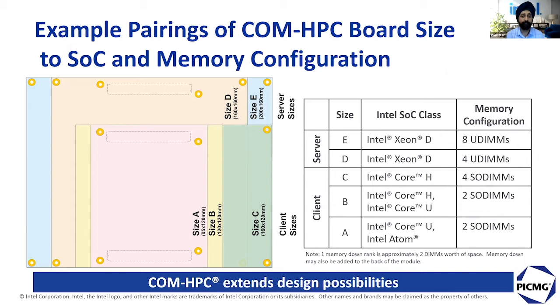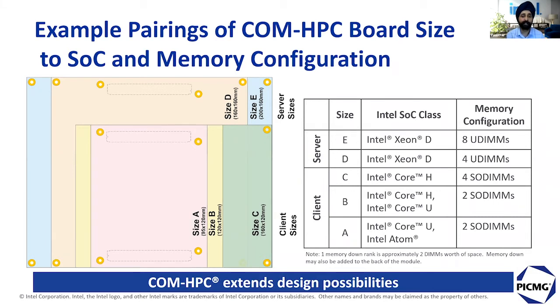COM-HPC size A board is comparable to COM-Express basic size, which can be used to fit an Intel client or a server product. COM-HPC's advantage over COM-Express is that it provides more space for additional components, such as memory, VPUs, FPGAs, other accelerators, with the different board size options available. The largest size D and E options are designed to support standard RDIMM and UDIMM memory configurations that are typical for server CPUs.